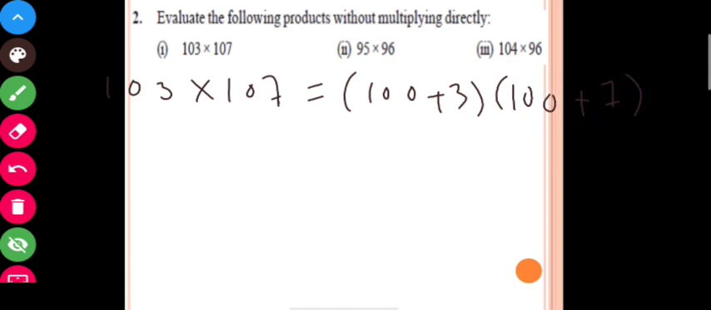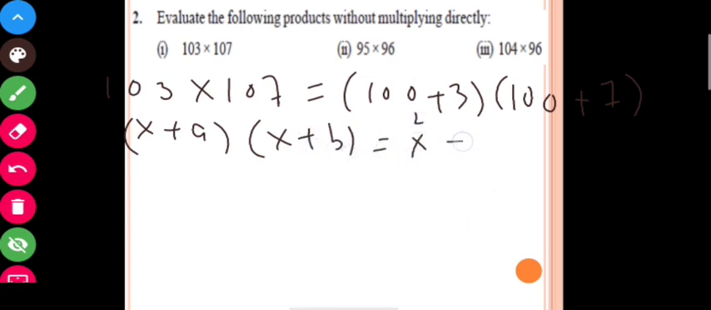Yes, 100 plus 3 and 100 plus 7, right? So what I'm going to do, again I will use the formula of x plus a and x plus b here. Okay, so I know that you remembered it. (x + a)(x + b) = x² + (a + b)x + ab here.